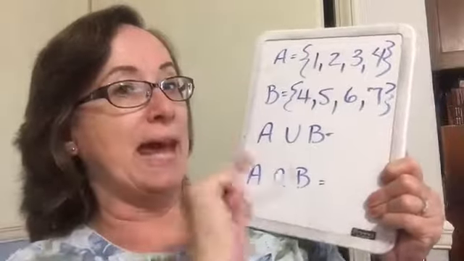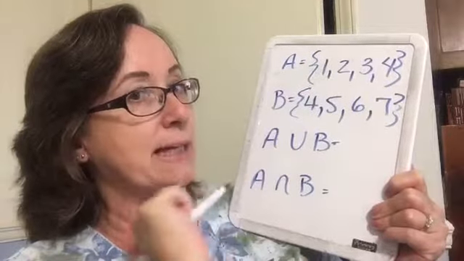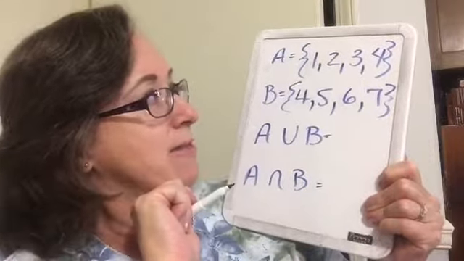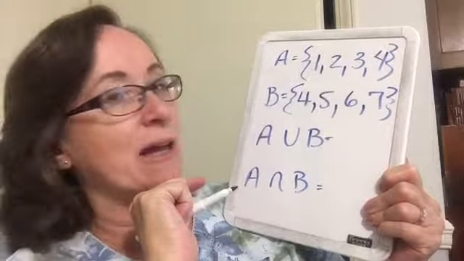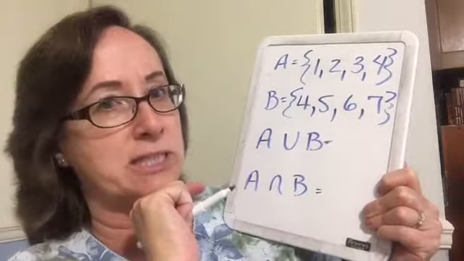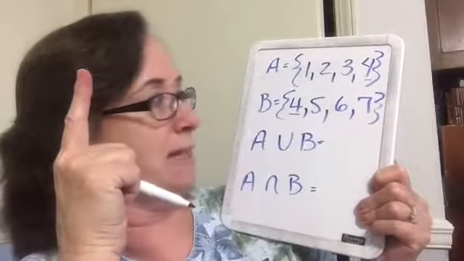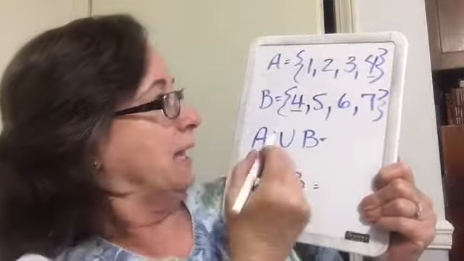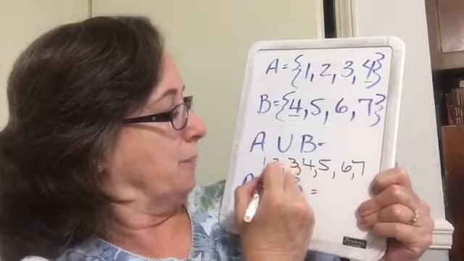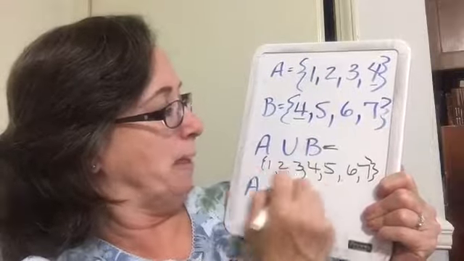So if I were going to do A union B, now remember union means throw them all in the sack, but only count each item one time. Do I have something that would be repeated that I will have to just list once? They both have a 4, don't they? So when I throw them all in the sack but only count the 4 one time, it's going to be 1, 2, 3, 4, 5, 6, 7. All of those elements will be in the set A union B.